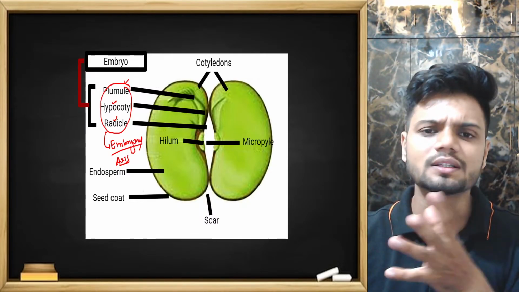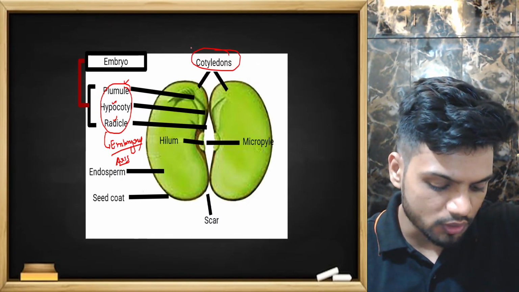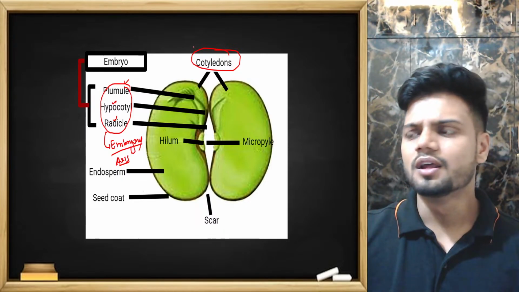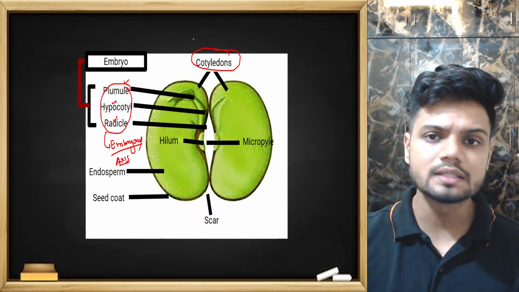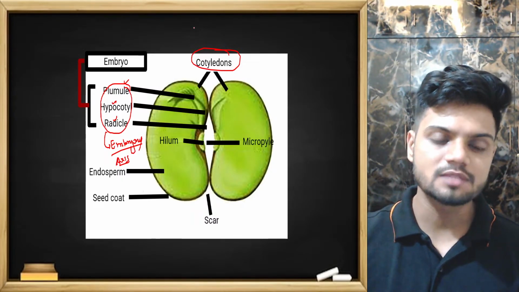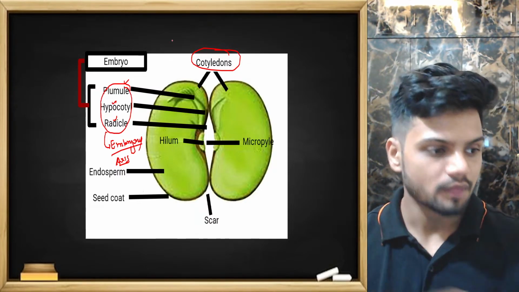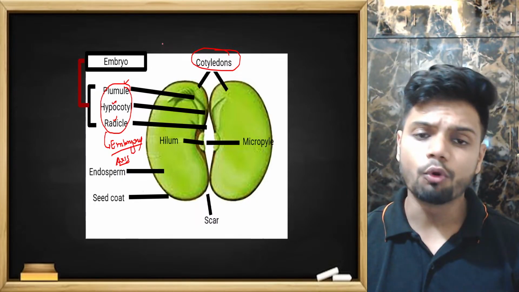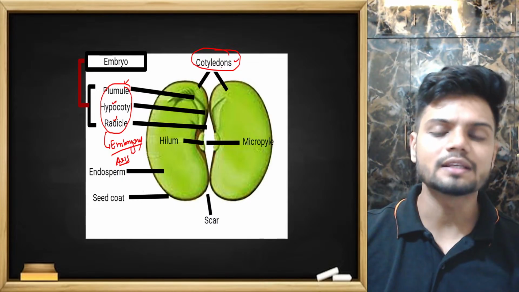Now, if those two things are there, what is the meaning of cotyledons then? Can anyone tell me in the chat what cotyledons are, and what is the difference between cotyledons and endosperm? Both of them, the main function is nutrition. But what is the difference between cotyledon and endosperm then?